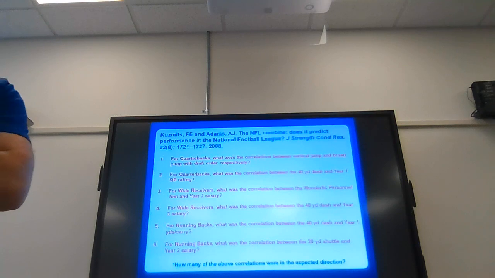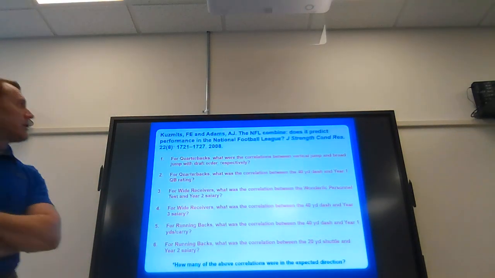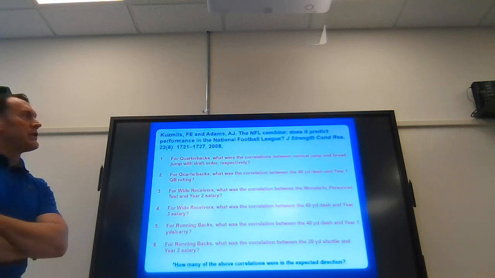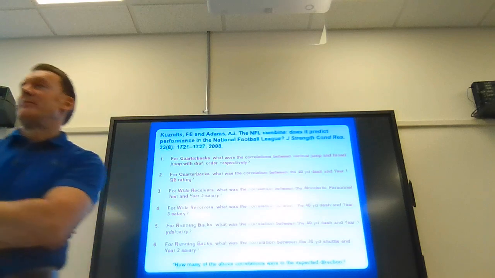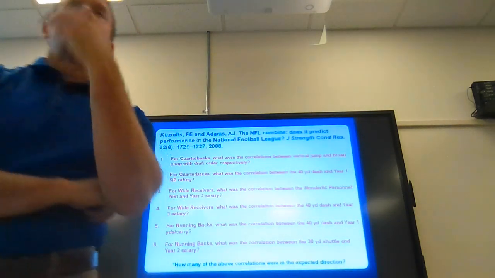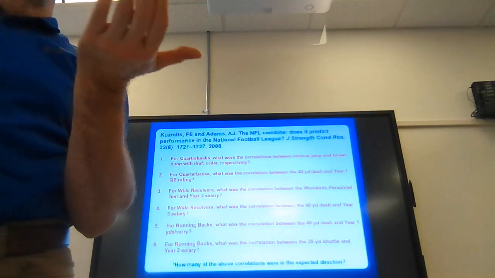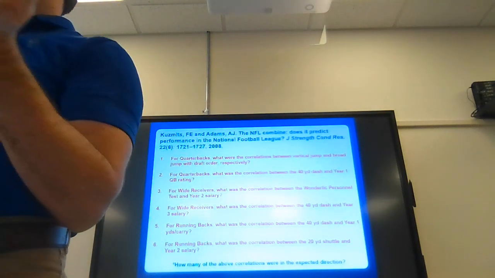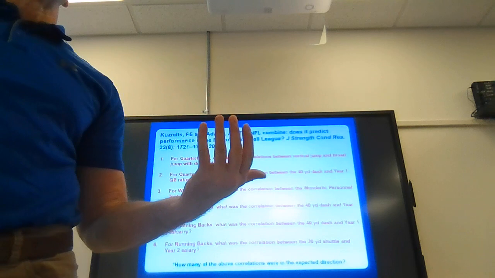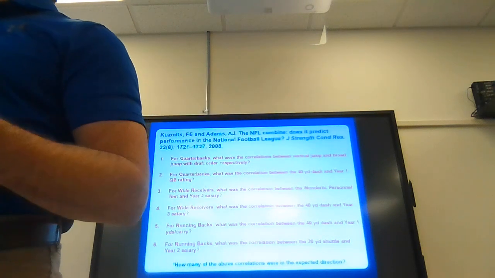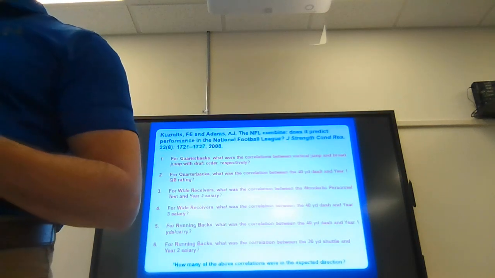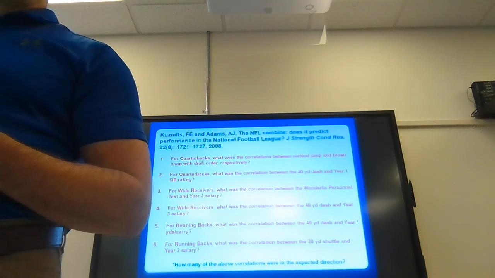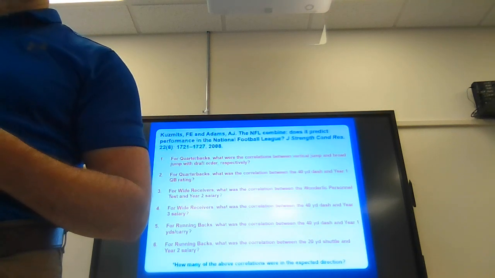Okay, let's pull back together. What did you get for quarterback? Draft order and vertical jump. What did you get for the correlation? Yeah, so that means if they were drafted earlier, their vertical jump went up, right? So moving in opposite directions. If you're drafted sooner, that means you're jumping higher. Anything similar with broad jump? Yeah, jumping further means drafted sooner. If you were to hypothesize that, that would be in an expected direction, right?